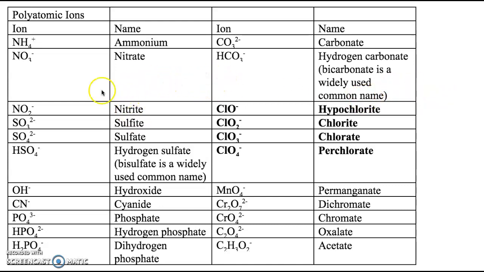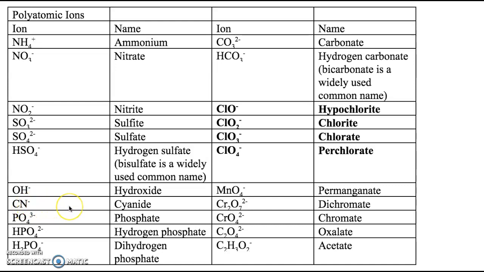Now, a couple things with this. I'm not going to read through the whole list for you because you can look at it in your notes too. But there's only one positive polyatomic ion that you need to know about. That's ammonium right here. The rest of them are all negative ions, and most of them are oxyanions, except for cyanide right here. Cyanide has no oxygen in it, and it's that CN with a -1 charge.